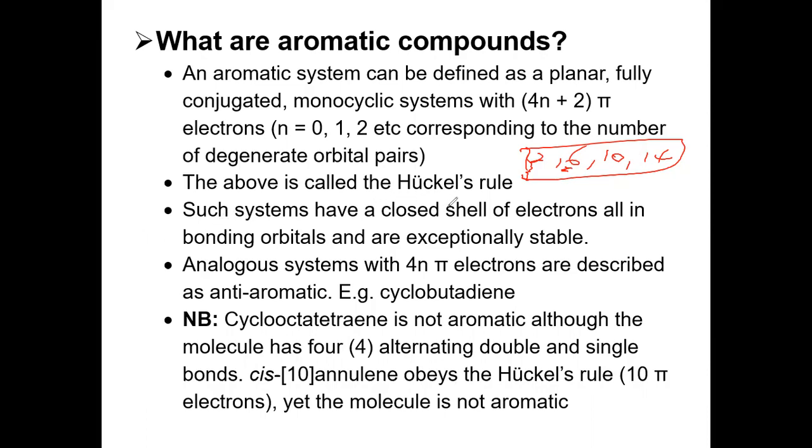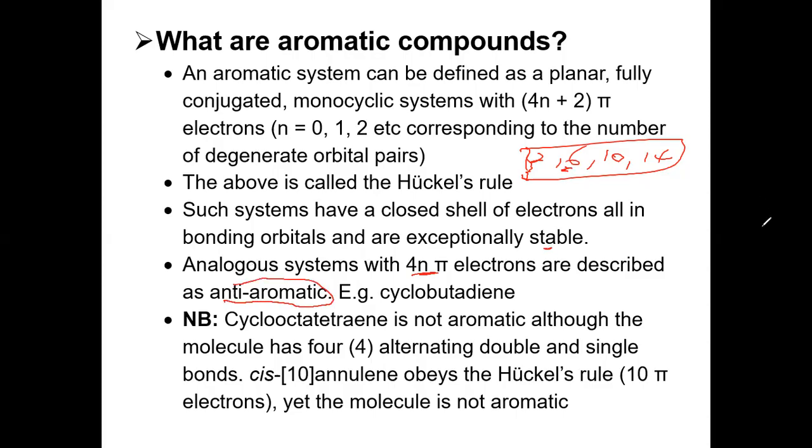Now we are seeing such systems have closed shells of electrons in all. Now, one thing is that usually aromatic compounds are in a ring form. I have not seen any open aromatic compound. So that's another thing. They are closed shells of electrons, all in bonding orbitals, and are exceptionally stable. That's one thing about aromatic compounds. They are stable, right? Now we have analogous systems with 4n pi electrons. So their rule is not 4n plus 2. They are 4n. And those ones are called anti-aromatic compounds.